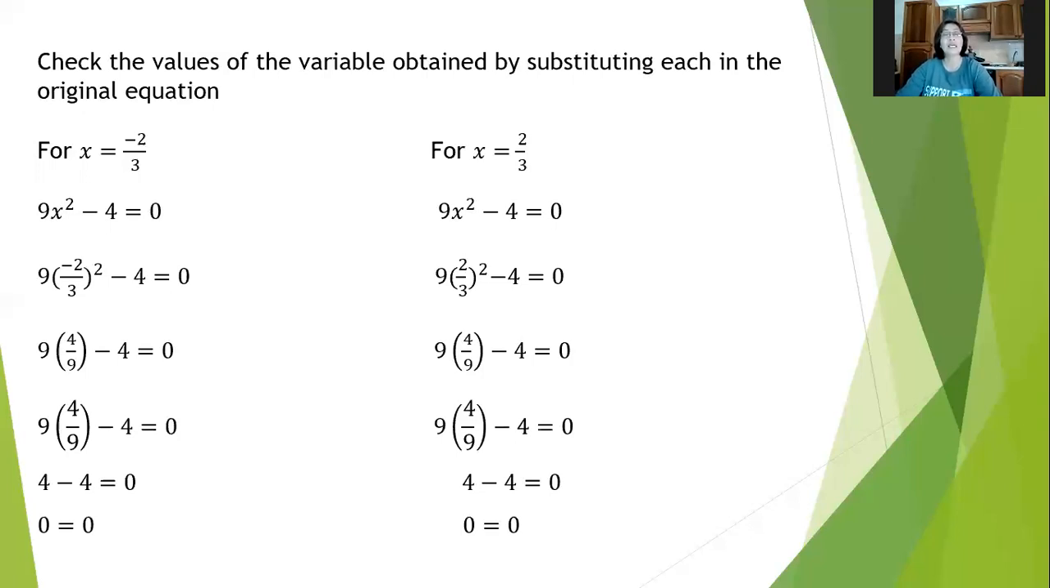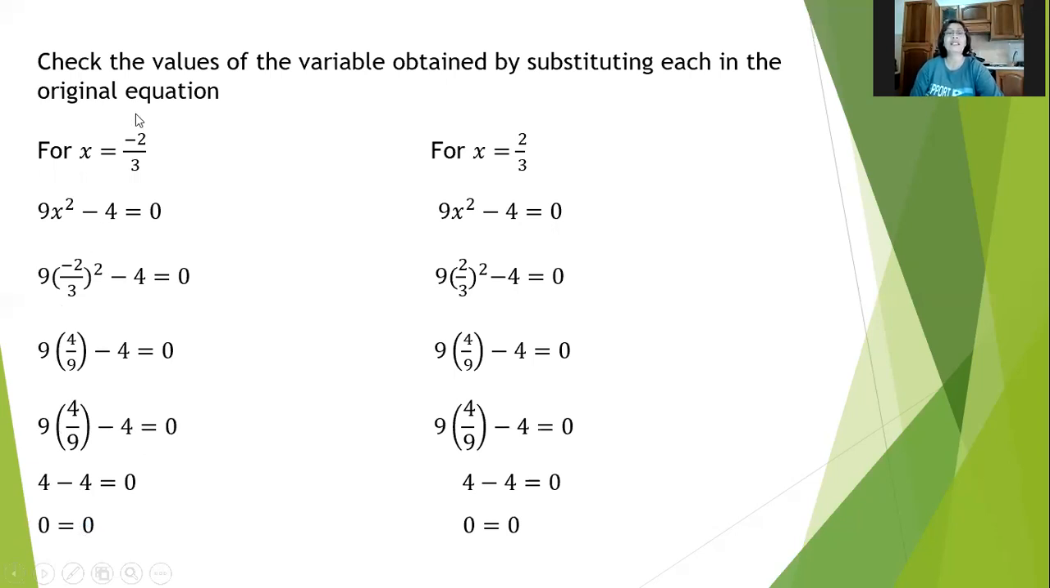9 times quantity negative 2 squared is 4 over 3 squared is 9, minus 4 is equal to 0. 9 divided by 9 is equal to 1. 1 times 4 is equal to 4. Bring down 4. 4 minus 4 is equal to 0. 0 is equal to 0.